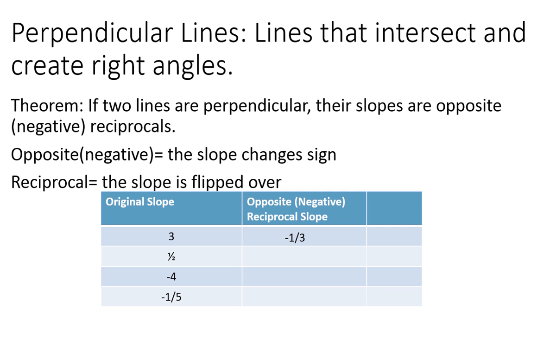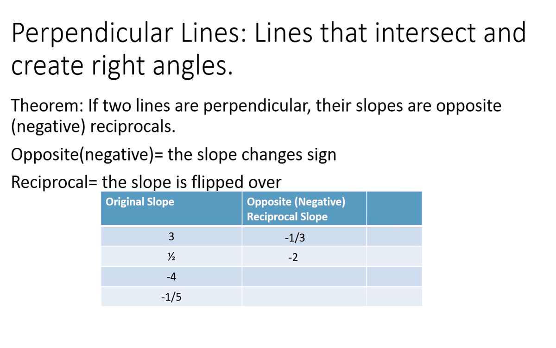Next, let's look at 1/2. 1/2 is positive, so our perpendicular slope is going to be negative again. And to do the reciprocal, you've got to flip the 1/2 over. Flipping 1/2 will give you the number 2. So your new perpendicular slope is going to be negative 2. Next, let's look at negative 4. Well, it's negative. And so our perpendicular slope is going to have to be positive. That's what the opposite part means. Opposite negative, that's what that means. So our new number is going to be positive.